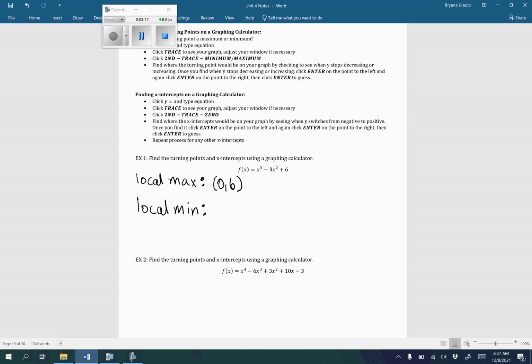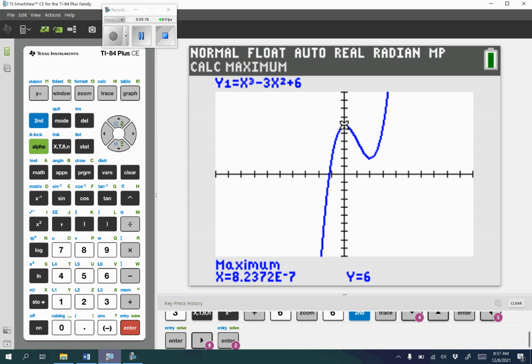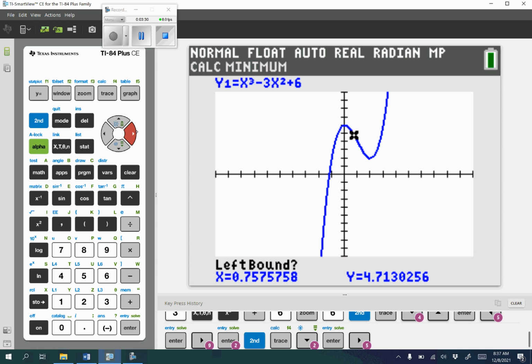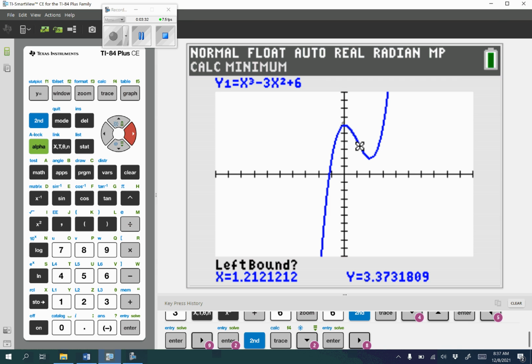Okay, now our local min here. So I'm going to go back. So now my min is right here at the bottom. So now I have to do, once again, my second and then trace. I'm going to go to number 3 for minimum. So I've got to be on the left-hand side. Now you do want to make sure that you're not on the left-hand side of the entire graph, because it's not going to give you the correct answer. So you've got to be on the left-hand side of the minimum itself.